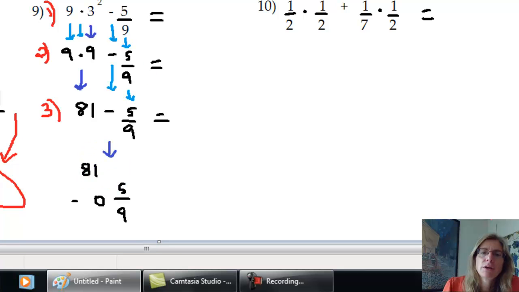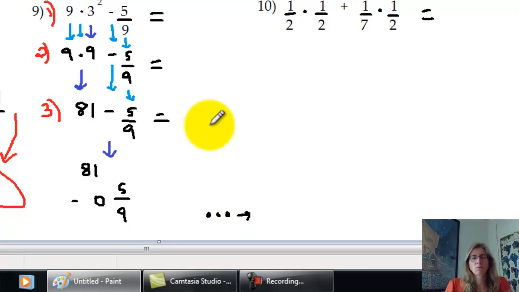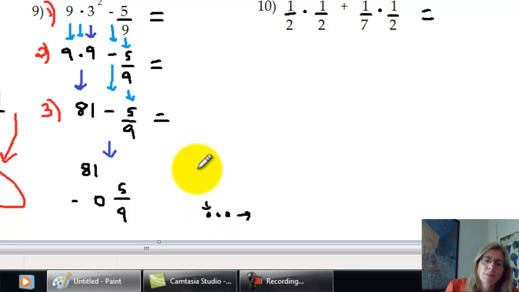And borrowing from a whole number means if you have 81 whole pieces, and if I were to draw 81 dots, which I'm not going to do, you would imagine 81 dots drawn, we're going to borrow from one of those dots, which really means we're going to take that dot and chop it up into pieces so we can make it a fraction. Well, how do you make any whole thing into a fraction?